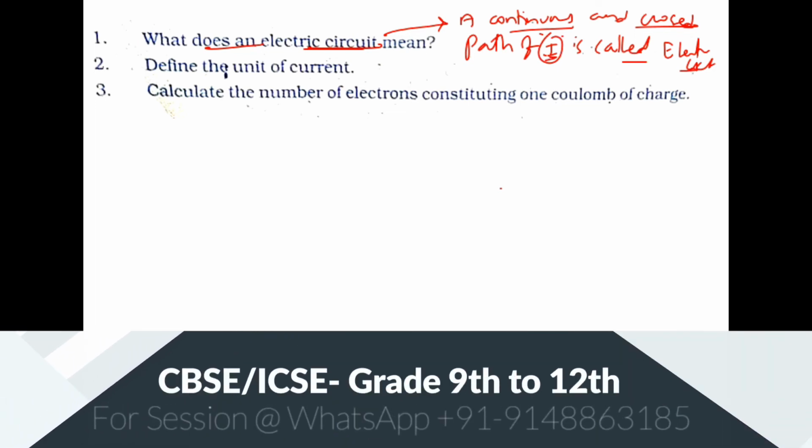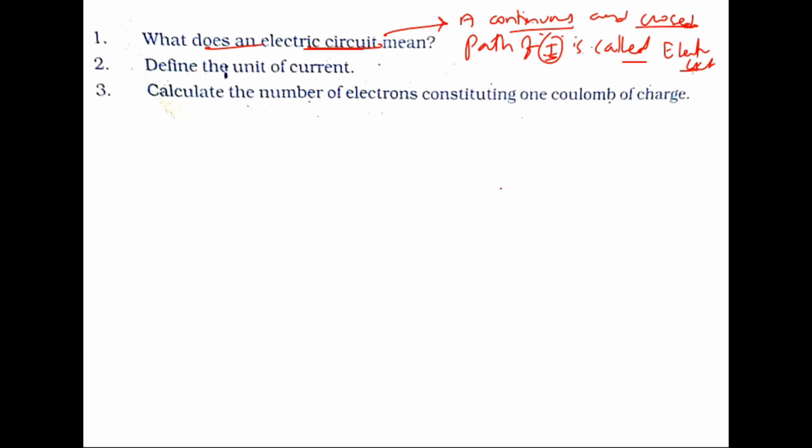After writing the definition, you draw the circuit. A continuous and closed path of electric current is called an electric circuit, and draw the circuit diagram. Second question: define the unit of current. What is the unit of current?